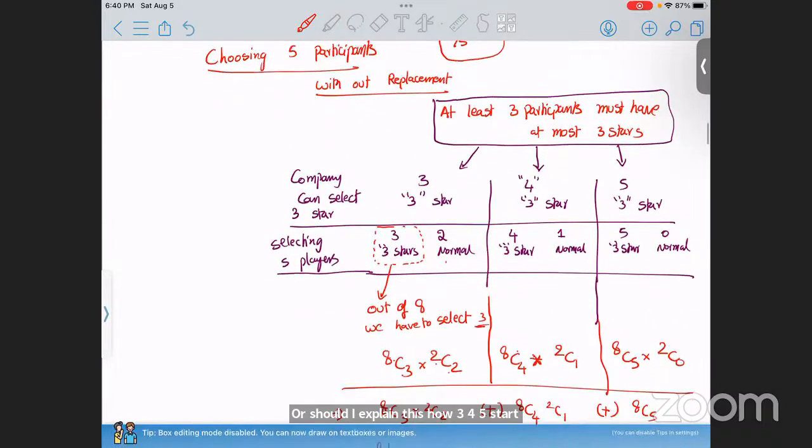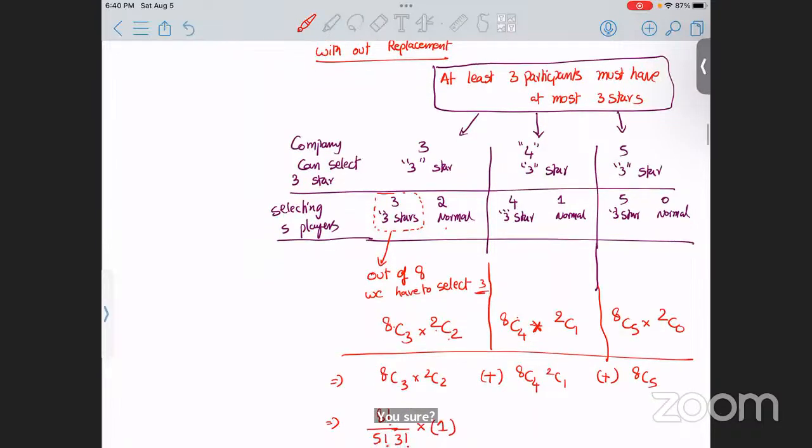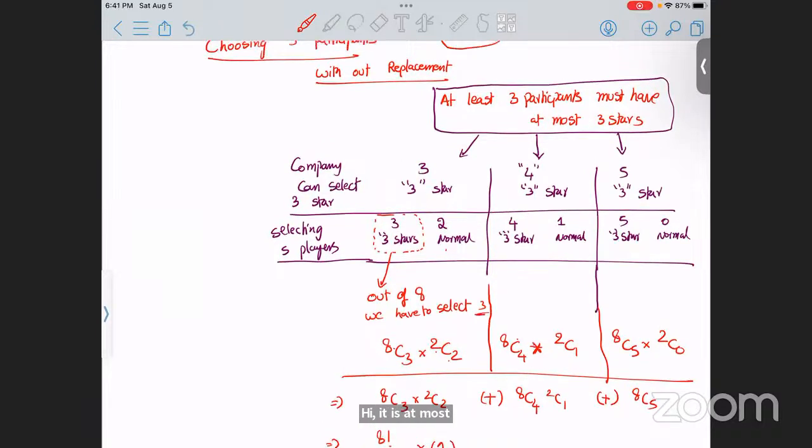Sir, it is at most 3-star. Yeah, at most 3. That means at most 3 stars. But at least 3 participants should have the highest 3 stars. At least 3 participants means 3 participants should have the highest 3 stars, or 4 participants can have the highest 3 stars. Okay.